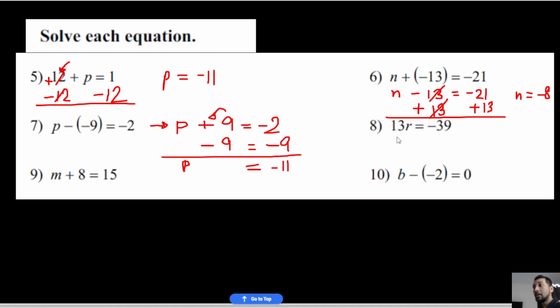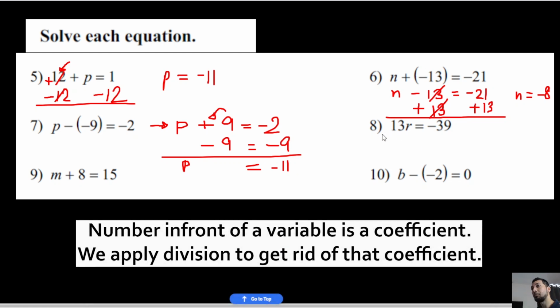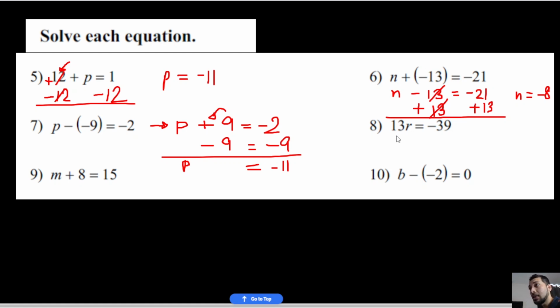Let's look at number 8. Number 8, 13 times r equals negative 39. We can see that we have a constant in front of the variable which represents the multiplication. So 13 times r, the opposite of multiplication is division. We divide by 13 on both sides. And we get r equals negative 39 divided by 13 is negative 3.